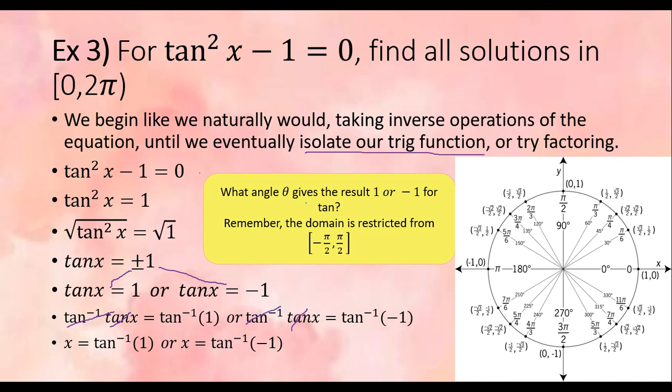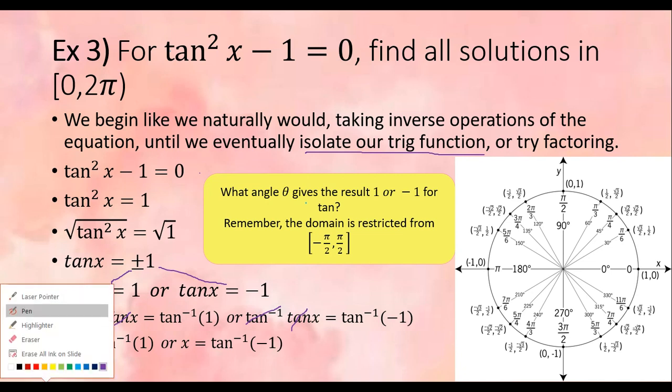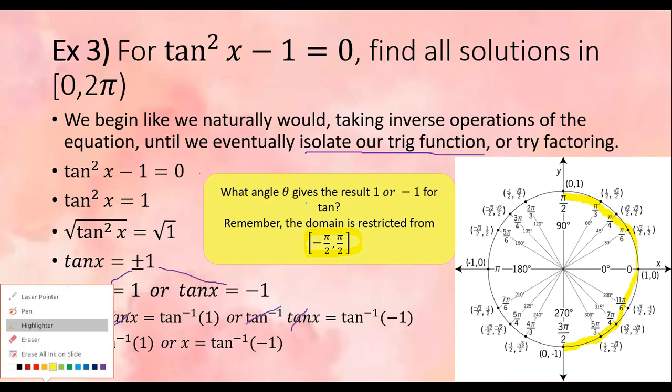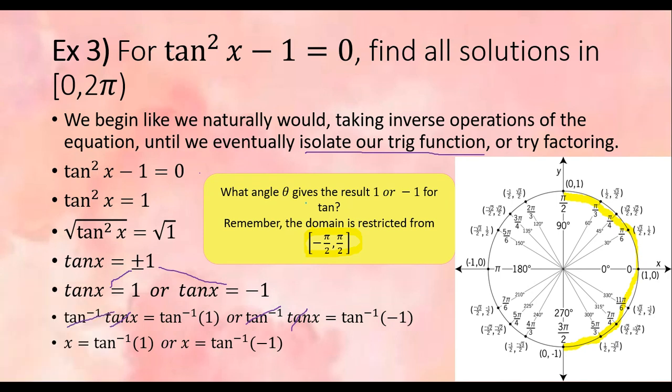And again, our domain is restricted. So for tangent, we are restricted from negative pi over 2 to pi over 2, which is negative 90 degrees all the way to positive 90 degrees, or, excuse me, 270 degrees to 90 degrees.